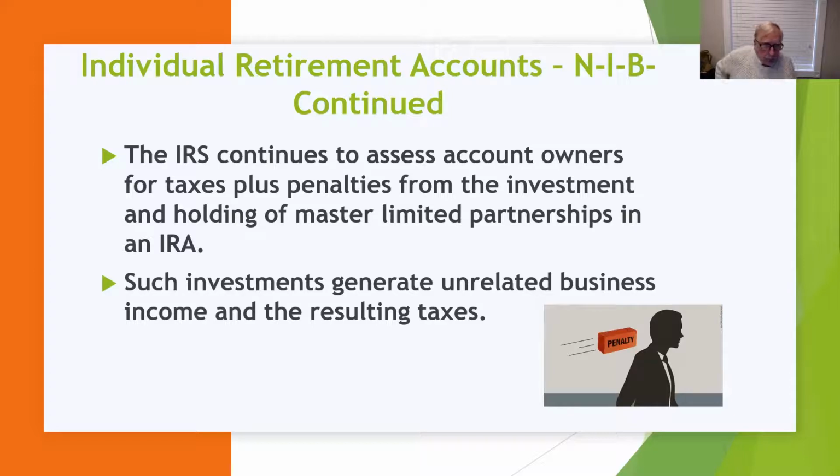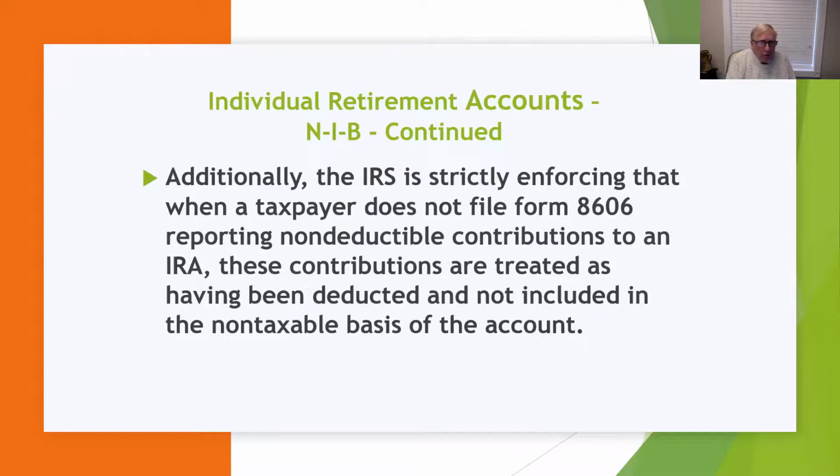I never knew why these were held in an IRA. What they do is generate unrelated business income. The owner of the IRA is going to be assessed the taxes on that plus a penalty. And the reason it is doing this is that many of the brokers sold master limited partnerships, which are highly illiquid because there was a high commission in it.